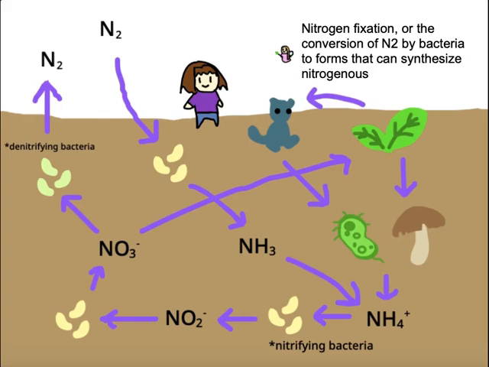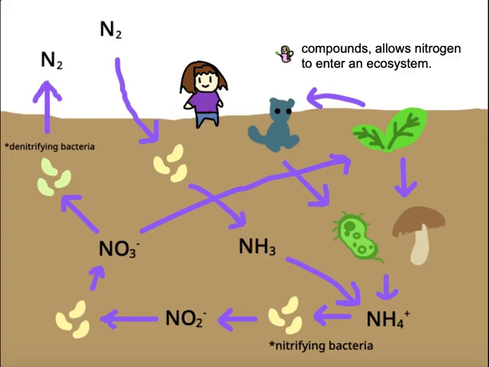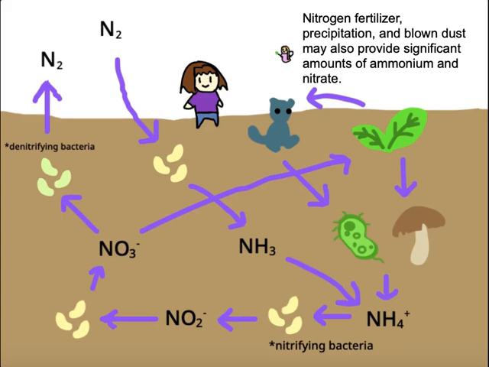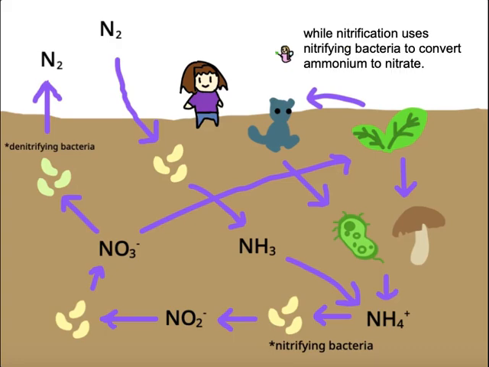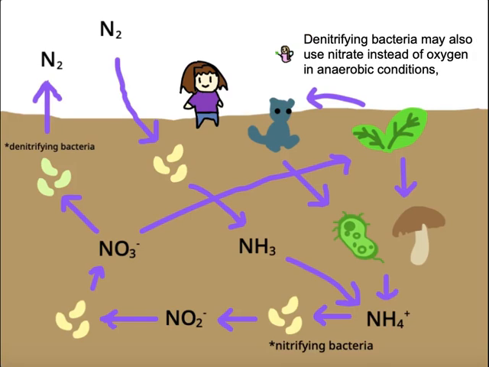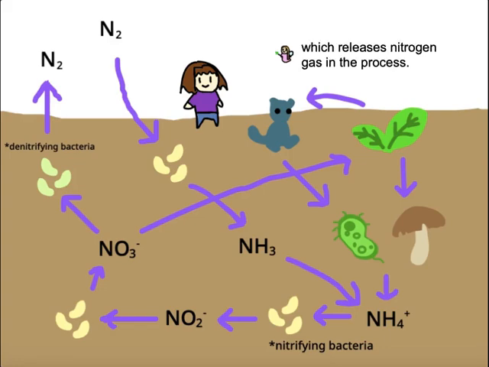Nitrogen fixation, or the conversion of N2 by bacteria to forms that can synthesize nitrogenous compounds, allows nitrogen to enter an ecosystem. Nitrogen fertilizer, precipitation, and blown dust may also provide significant amounts of ammonium and nitrate. Ammonification decomposes organic nitrogen to ammonium, while nitrification uses nitrifying bacteria to convert ammonium to nitrate. Denitrifying bacteria may also use nitrate instead of oxygen in anaerobic conditions, which releases nitrogen gas in the process.